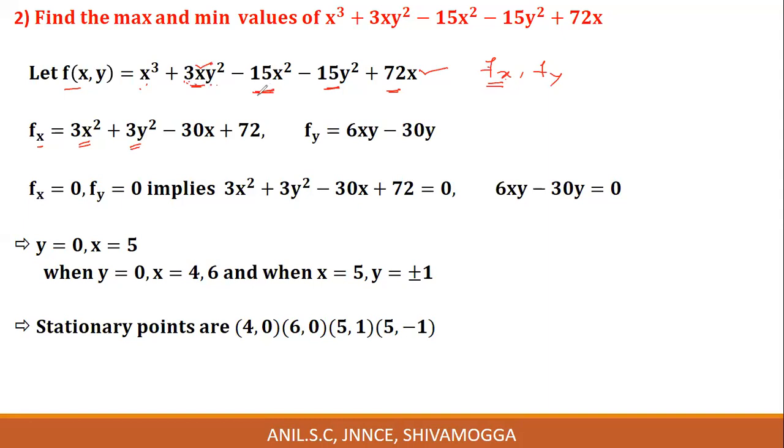And derivative of minus 15 into x square: minus 15 is constant, derivative of x square is 2x. Minus 15 into 2x is minus 30x. Minus 15y square, there is no x here, therefore this must be treated as constant, its derivative will be 0. And derivative of 72x with respect to x is 72. This is fx. Similarly, fy. Differentiate f partially with respect to y.